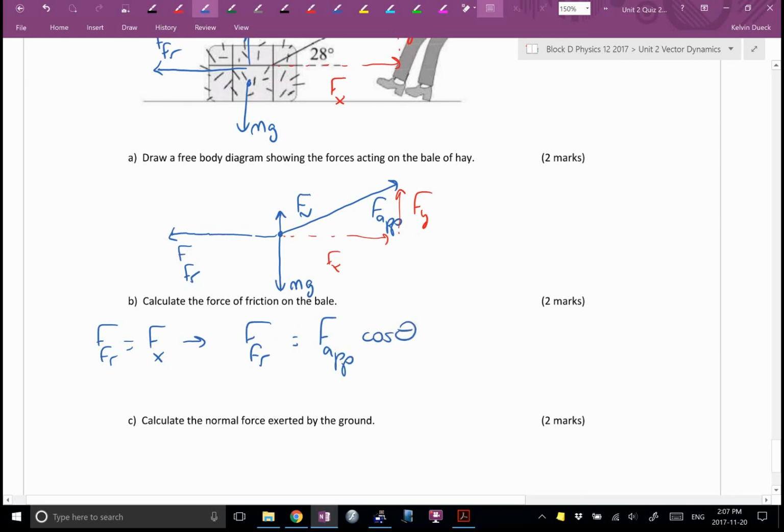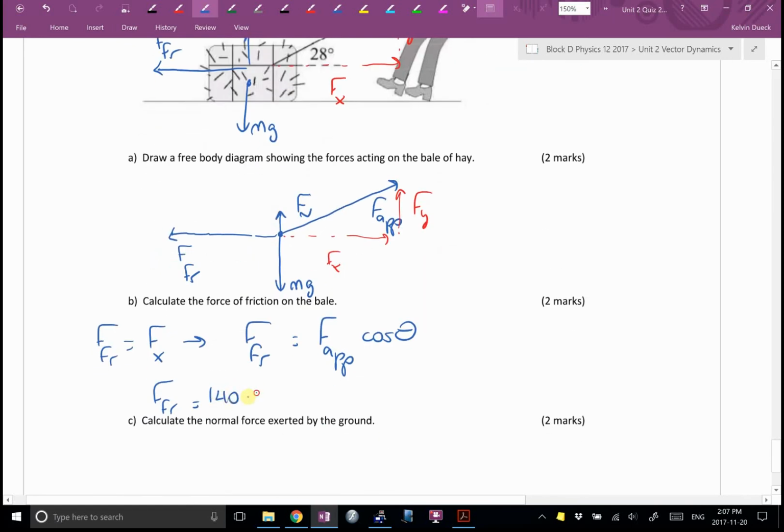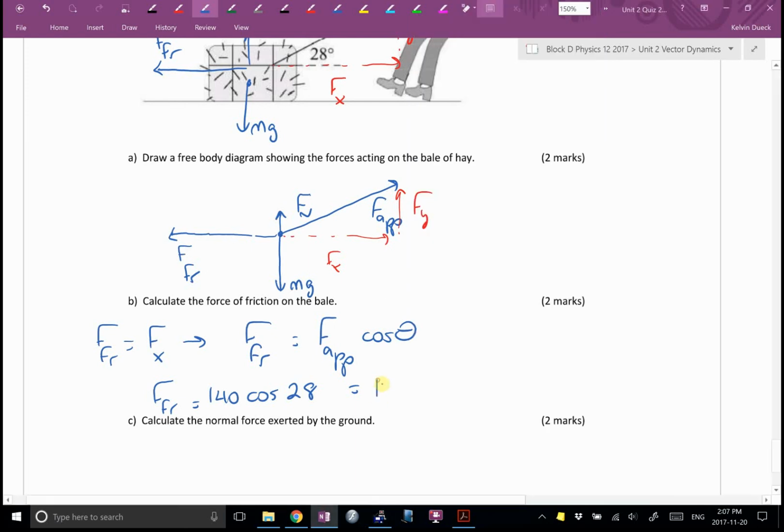And I think that means that friction is equal to the applied force. Is it cos theta when you do the trig? Lena nodded. So friction is going to be, how big was the applied? 140 cos 28. And I get 123.612. I'm going to store this on my calculator. I'll call it 124 newtons.